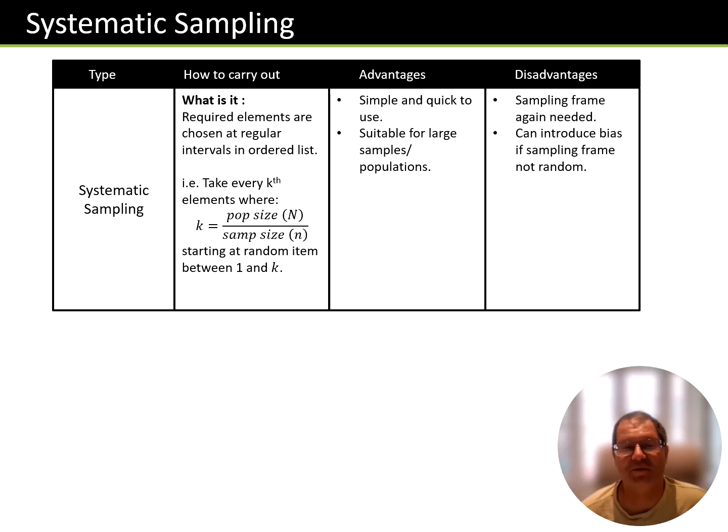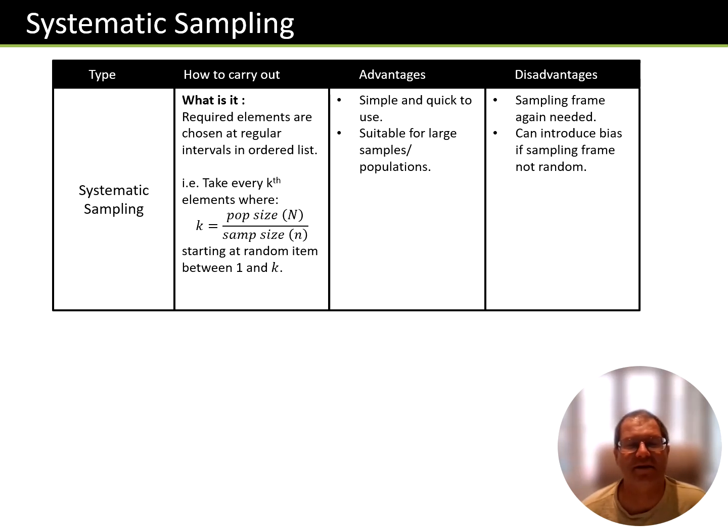So moving on to systematic sampling, it's still random, but what we do is we choose an item near the beginning, and then depending on how many items we want, we do a calculation to work out how far through the list we need. So what is it? Well, required elements are chosen at regular intervals in an ordered list. So we're not just choosing them completely at random, we're starting random, and then we're hoping that the list is random enough itself that if we take, say, every 10th or 20th or whatever it is, that will give us a random sample.